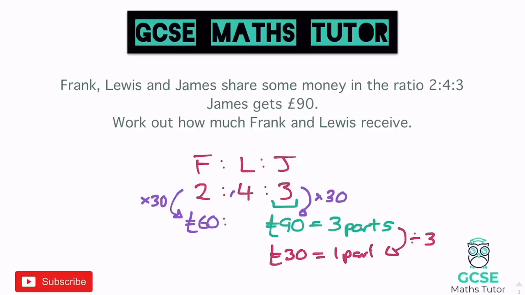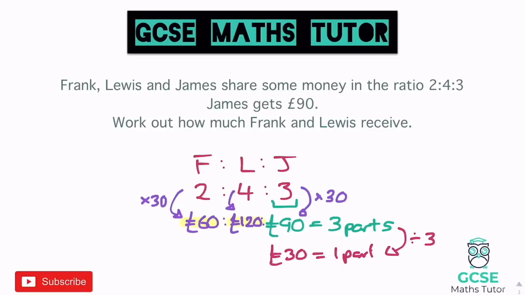And timesing this one in the middle by 30 as well. 4 times 30 is 120, and that will give us 120 for Lewis. There we go. And those are their values there. Obviously we can write that all down to the side. 2 times 30 is 60, 4 times 30 is 120, and 3 times 30 is 90, but we already had that. There we go. So obviously we've answered how much they both got. Frank gets 60, Lewis gets 120.